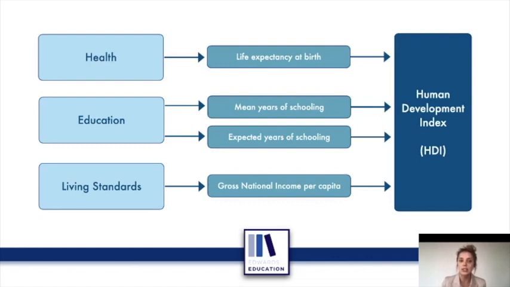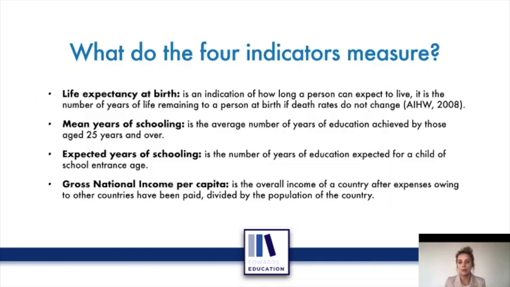The 3 dimensions are health, education, and living standards. The 4 indicators here are life expectancy at birth, mean years of schooling, expected years of schooling, and gross national income per capita. The indicators are what are measurable, and we use averages within a country to generate the HDI statistic. What all those indicators mean here have been summarized. If you want to stop the video and read through them again, you should have gone over these previously in the course.